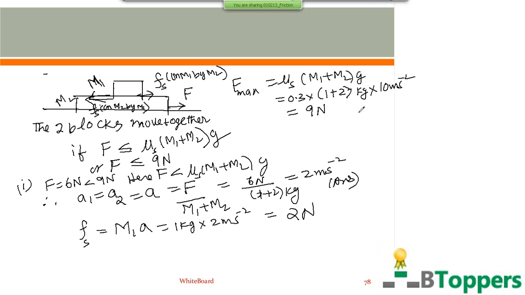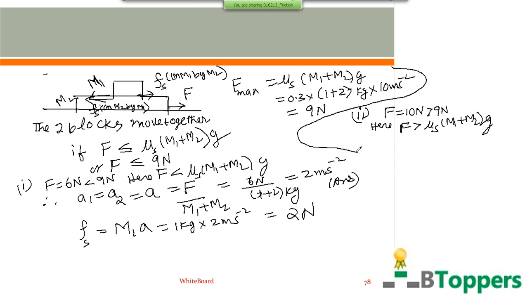Coming to the second part of the question, the horizontal force applied on the lower block is 10 newtons. That means in this case, the horizontal force applied on the lower block is more than 9 newtons, that is, more than mu s into (m1 plus m2)g. Therefore, the two blocks do not move together with the same acceleration.